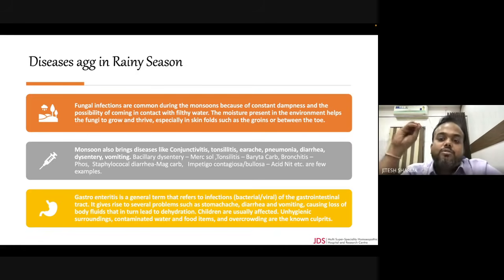Also conjunctivitis, tonsillitis, earache, pneumonia, diarrhea, dysentery, vomiting. In bacillary dysentery, you can think of Merc sol. Tonsillitis, Baryta carb. Bronchitis, Phosphorus. Staphylococcal diarrhea, you can think of Mag carb. Impetigo, you can think of Nitric acid. These are a few examples I want to share with you, everyone.